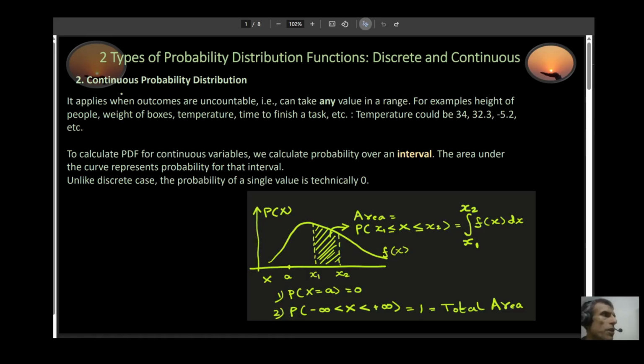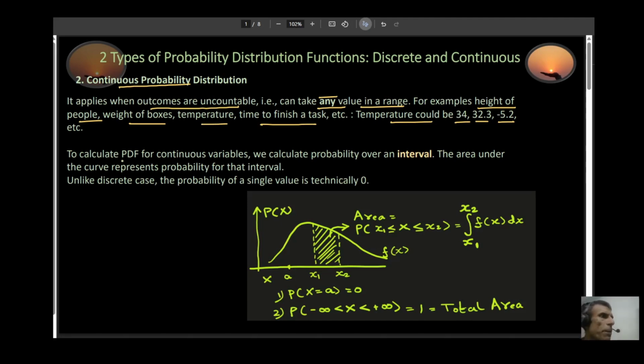Now let's focus on continuous probability distribution. This one applies when your outcomes are uncountable. In other words, they can take any value in a range. For example, height of people, weight of boxes, temperature, time to finish a task. For example, your temperature could be 34, 32.3, minus 5.2. It can take any range of values.